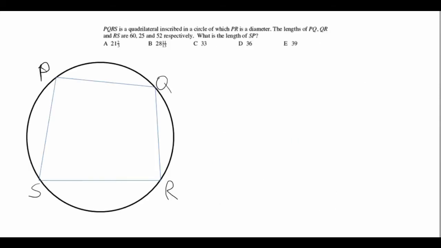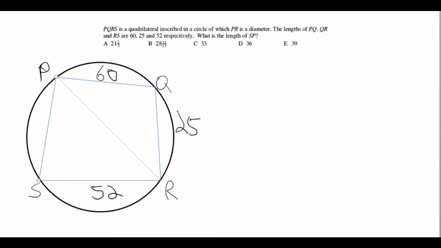Okay, so the third question is, PQRS is a quadrilateral inscribed in a circle of which PR is a diameter. The lengths PQ, QR, and RS are 60, 25, and 52 respectively. What is the length of SP? Okay, so I'm just going to quickly mark on these lengths. 25, 52. And we're also told that PR is a diameter of the circle.